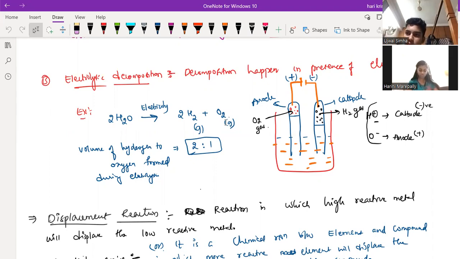So cathode is a negative electrode. H plus ions will go and combine near the cathode. Opposite charges attract each other. So hydrogen is a positive ion, and it will be attracted to the cathode, which is a negative electrode. And oxygen is a negative ion, which will be attracted to the anode, the positive electrode.